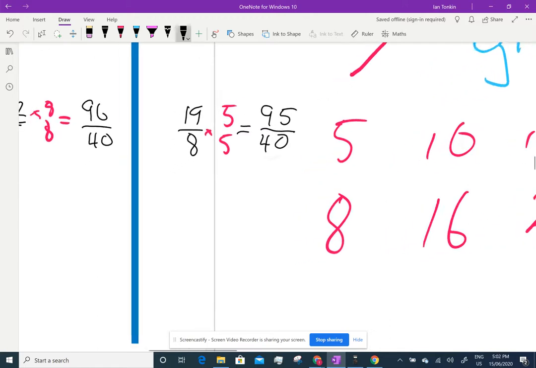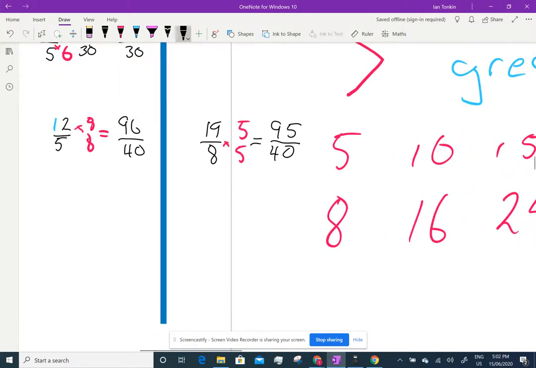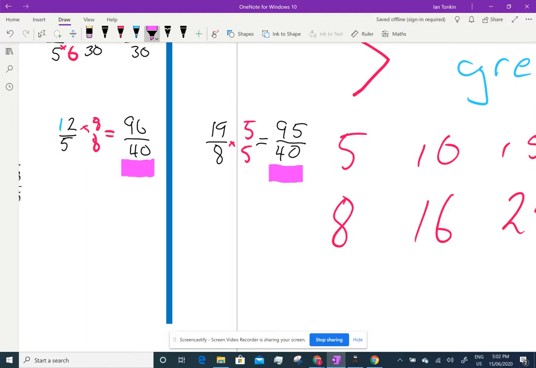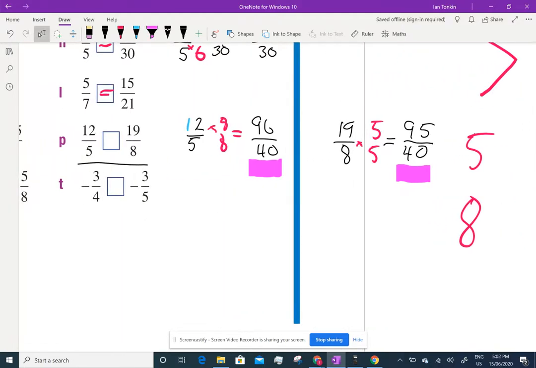Now these two fractions are very, very close. But which one is bigger? The 95 on 40 or the 96 on 40? So these are very close. So the 12 on 5 is bigger. And that's quite difficult.